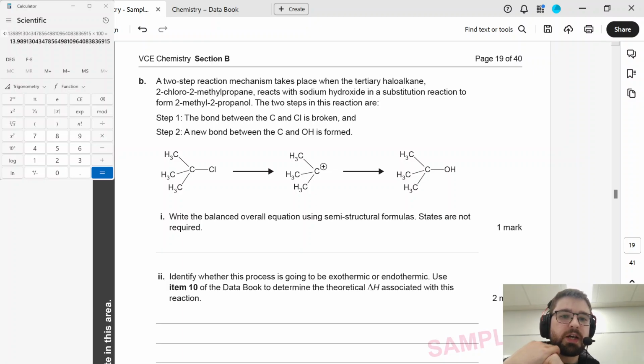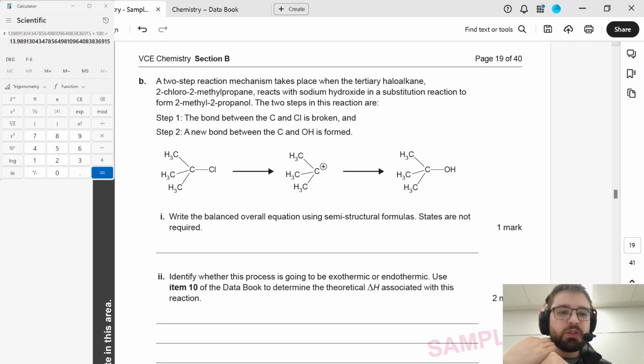Okay, a two-step reaction mechanism takes place where the tertiary haloalkane 2-methyl propane reacts with sodium hydroxide in a substitution reaction to form an alcohol. There are two reactions. Oh, it's a reaction mechanism. I love it. Not quite. The bond between the carbon and the chlorine is broken, and a new bond between the C and the OH is formed.